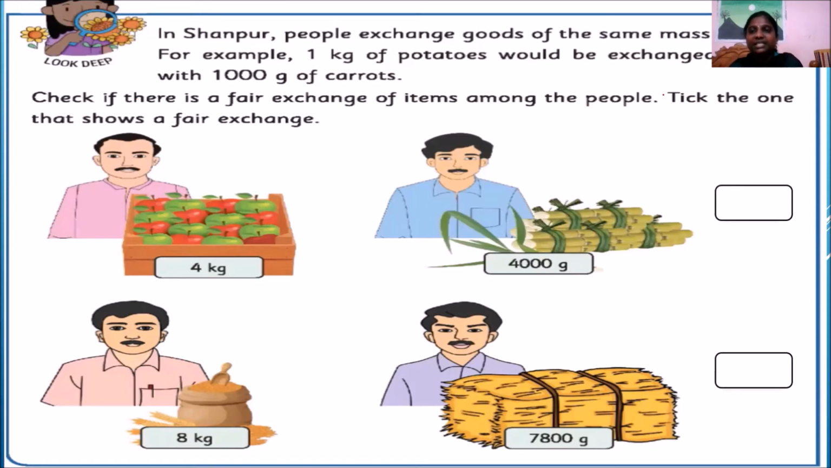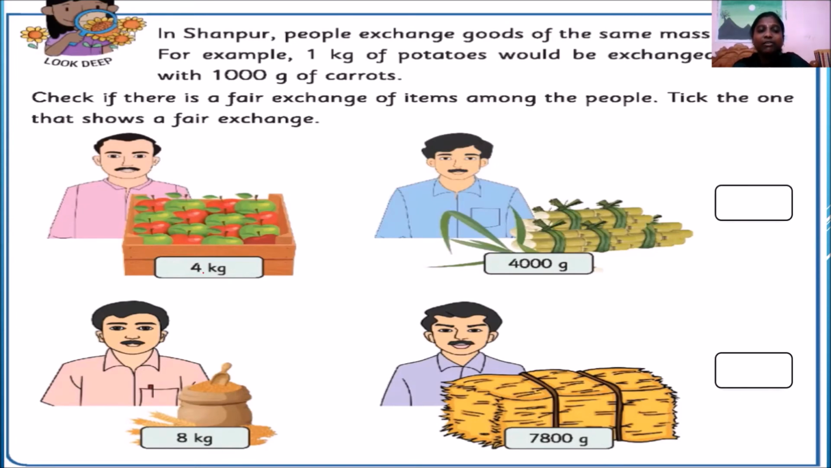Next we are going to do the book activity. It is on page number 158. In Shanpur, people exchange goods of the same mass. For example, 1 kg of potatoes would be exchanged with 1000 gram of carrots. Check if there is a fair exchange of items among the people. Tick the one that shows a fair exchange.